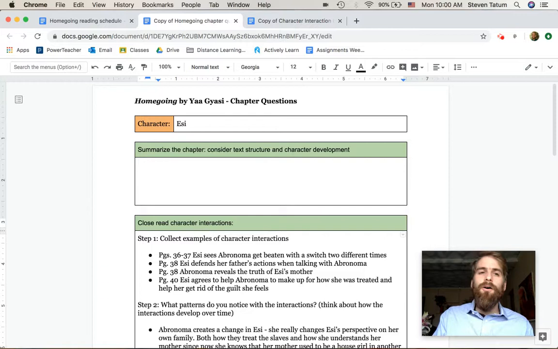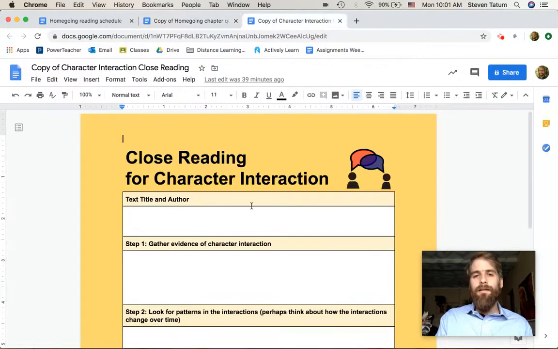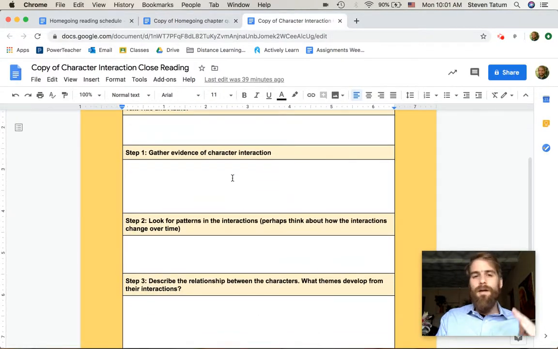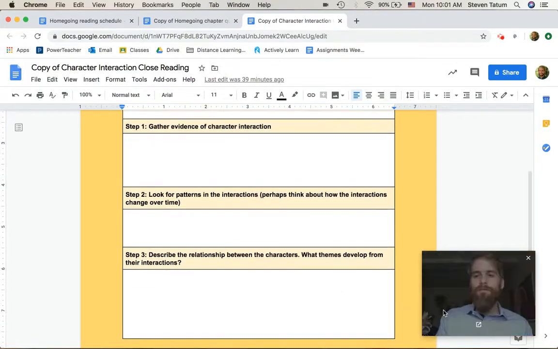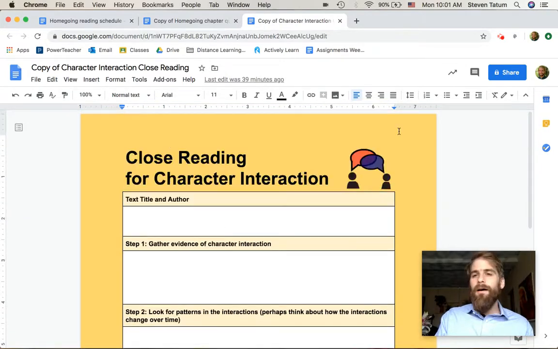Once you've read Homegoing and answered these questions, then if you've got time, although this is less important these weeks, go ahead and practice this strategy too with your independent reading book. I've got a document that looks like this that just has you practice those same 3 steps for your independent reading.